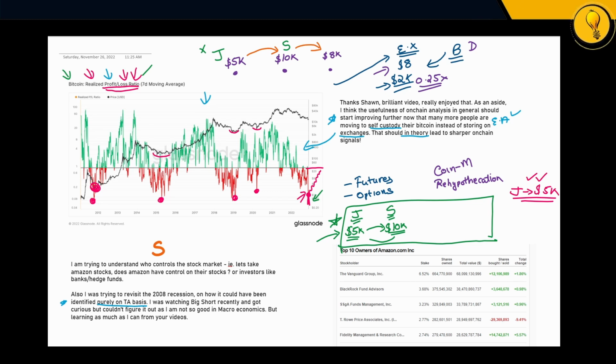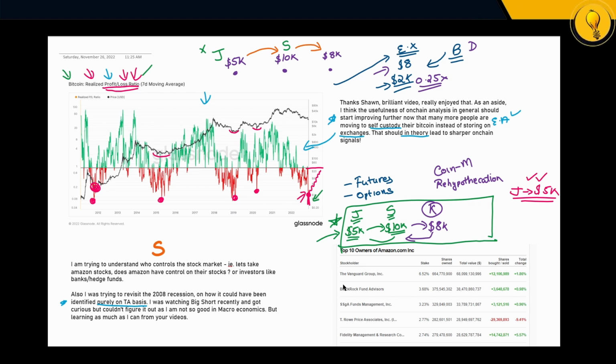But how is the on-chain metric going to read this? Because remember, according to the on-chain metric, Sean has now sent his Bitcoin from his wallet to a new wallet, Kraken's wallet, right? At a price of $8,000. So according to the on-chain metric, Sean has realized a loss of $2,000.